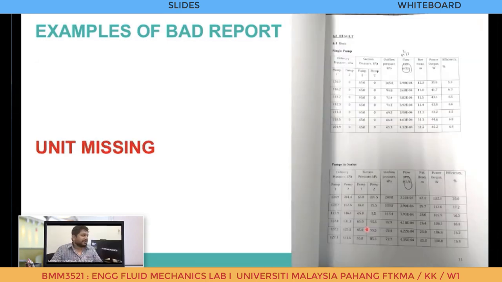So number 3 problem is unit is missing. Here you can see the unit is present, but meter cube per second, the cube is not cube, it's 3. I think these are small mistakes. So kilopascal, K is small. Power, watt should be capital. This is correct. Efficiency percentage correct. But the unit should be very, very important. The last answer also, the end of the calculation, the unit should be properly mentioned.